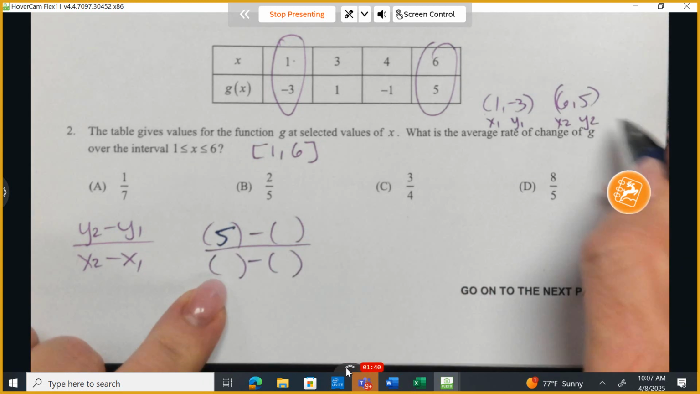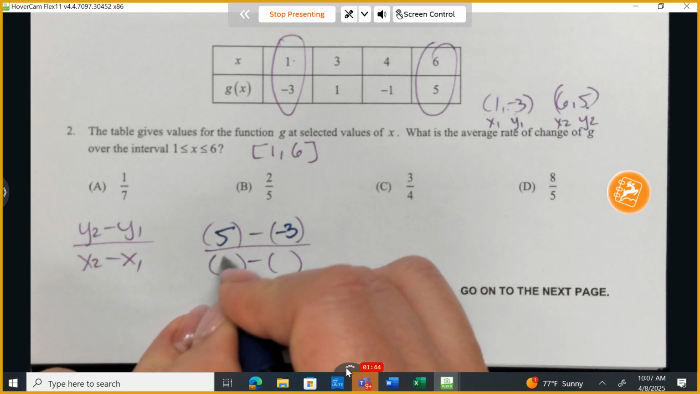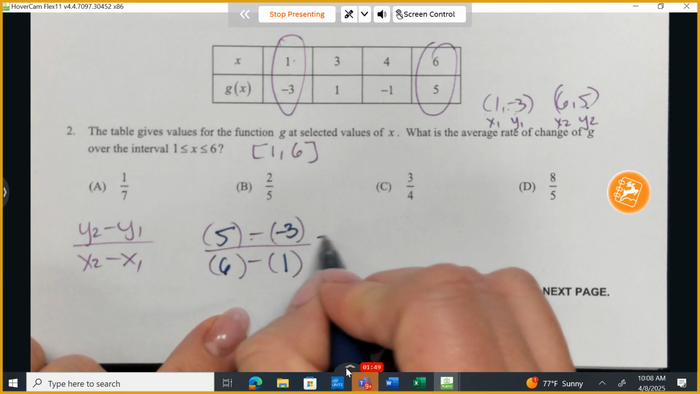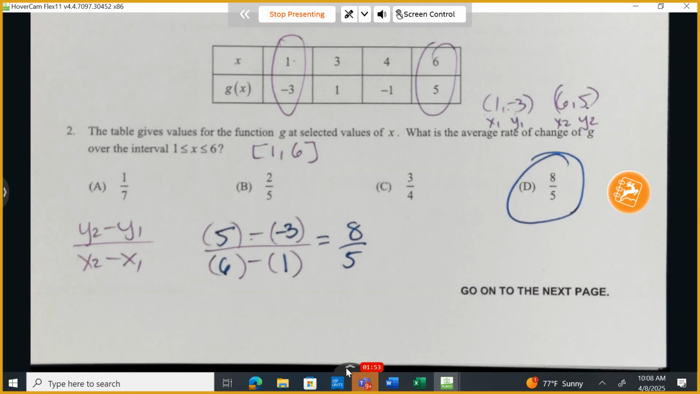So we have y sub 2 is 5, negative 3 is going to be the y sub 1, and then we have 6 for x sub 2, and 1. And so we don't want to make a mistake here. We know two negatives make a positive. I have 8 over 5, and we can see the correct answer is D.